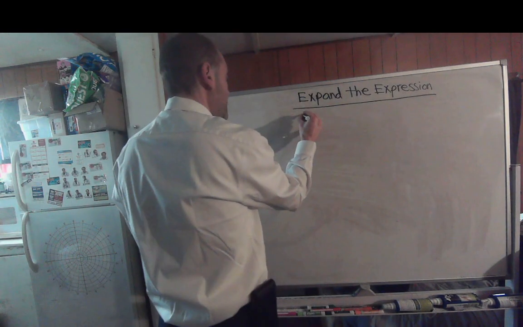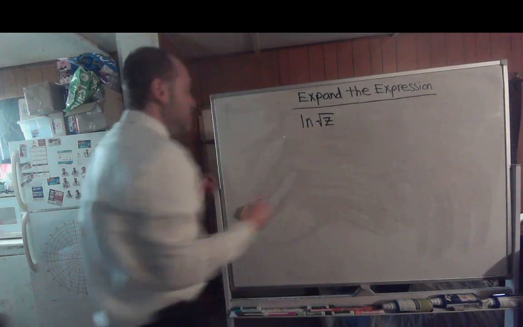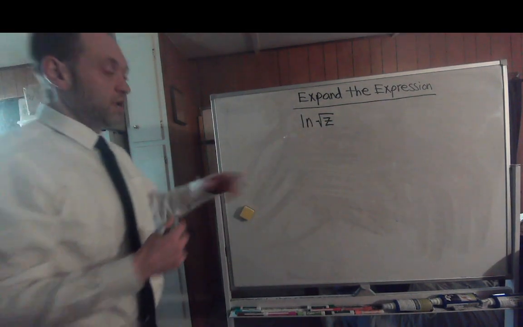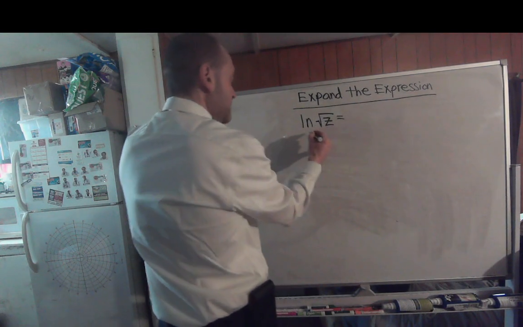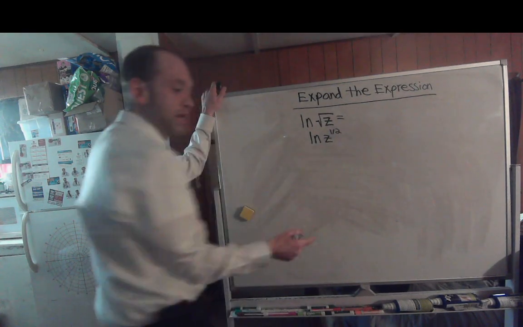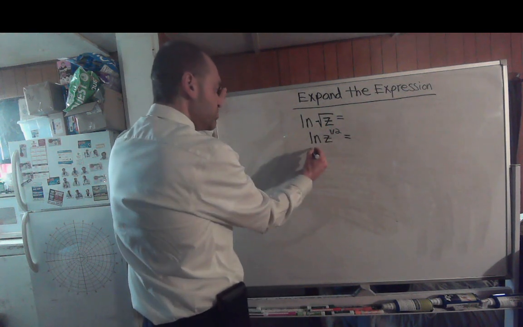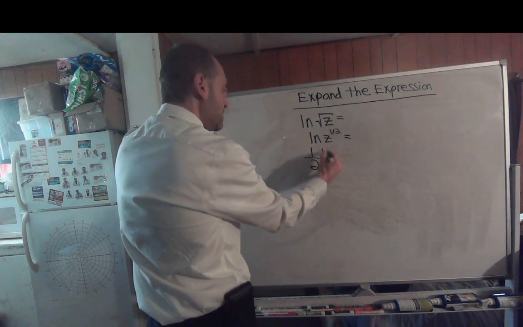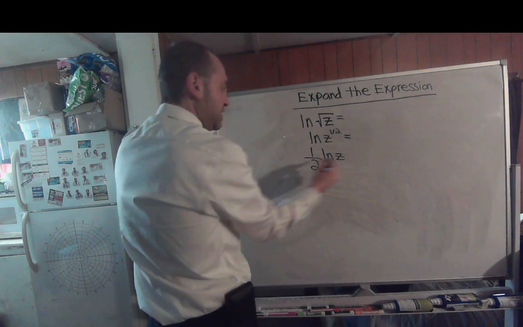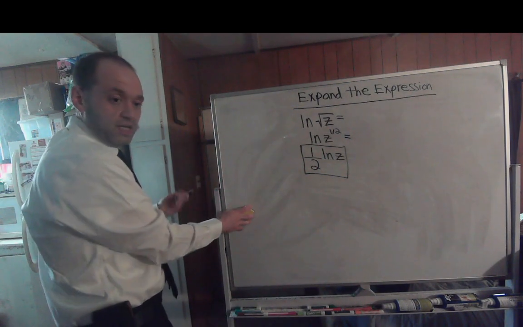Alright, now what if we had the natural log of the square root of z? Well, what is the square root of z? Isn't that the same thing as the natural log of z to the 1/2 power? That would be the exact same thing, right? So you have a power rule. This would just turn into 1/2 of the natural log of z. And that's really all you would get.